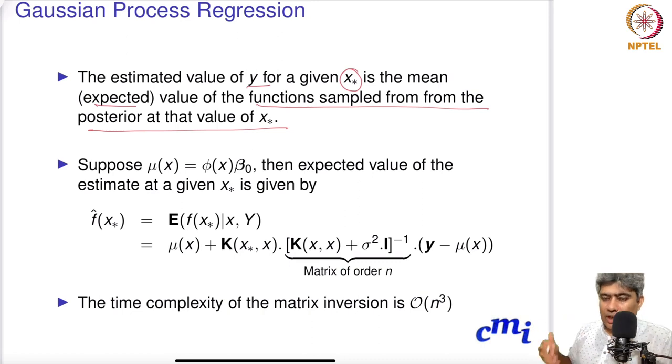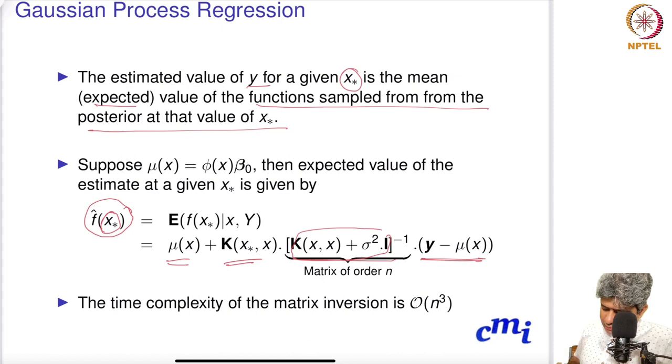Don't worry about the posterior, prior and all these things if you are not familiar with the Bayesian methods, but what it tells us is that you can estimate the function f hat at a new test point x star as a function of mu x plus K x star x times K x x plus sigma square I inverse times y minus mu x. Now this is a matrix of order n. So that means in the solution, this is the final solution.